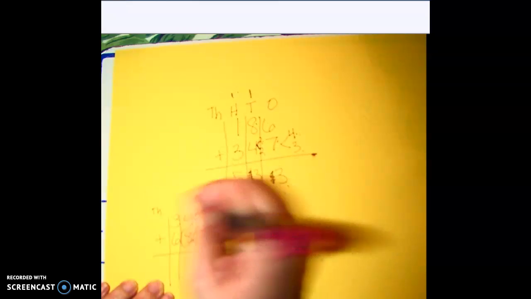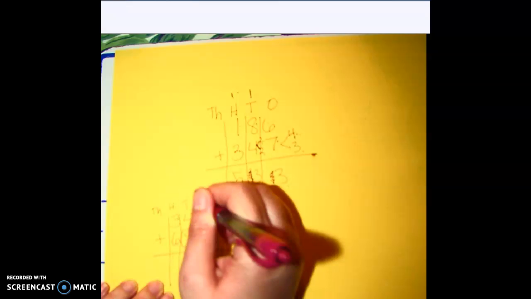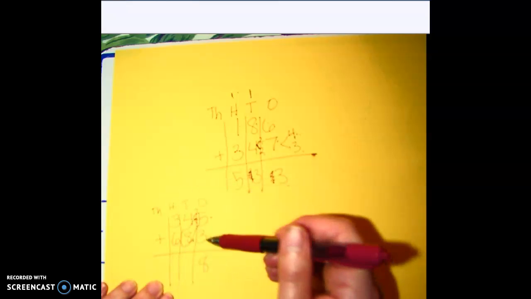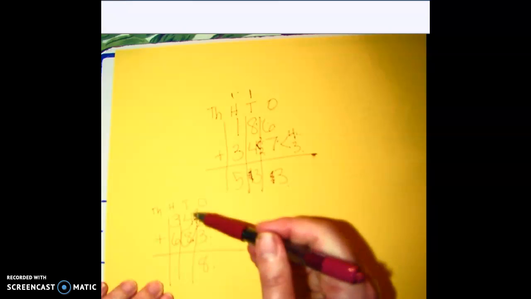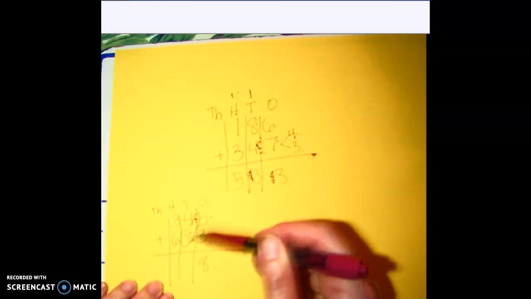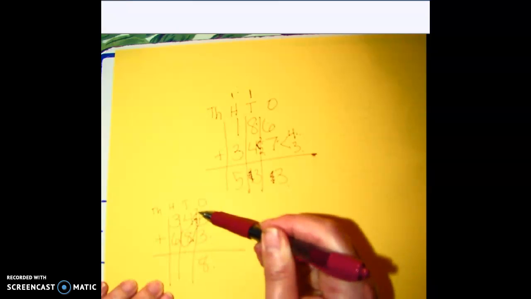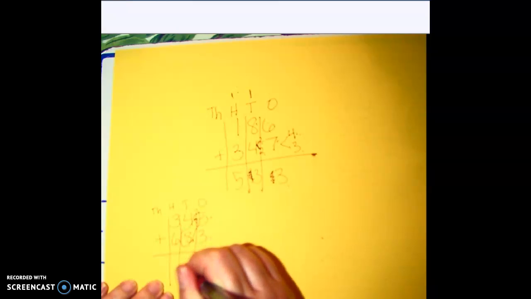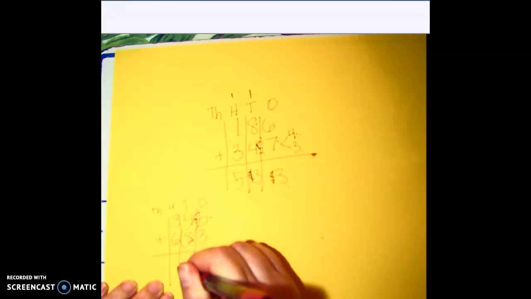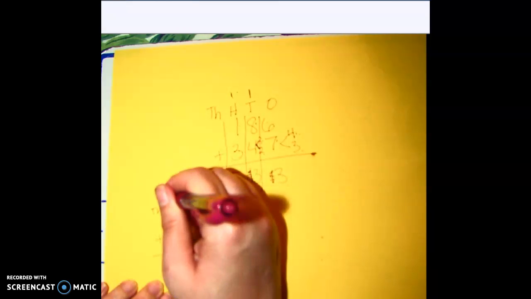Here's my 1,000, here's my 100, here's my 10, and here's my 1. Sorry about that, guys. So this and this is going to make my 8, and then here we have 8 tens. I need 2 more to make another 10. So, and then I have 2 left over, so that's going to give me 12. And remember, this 10 is going to stay here, and this one is going to go up here.